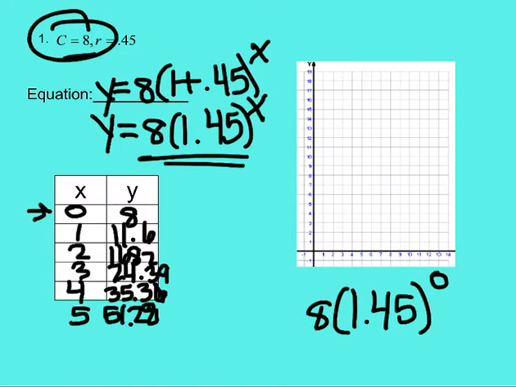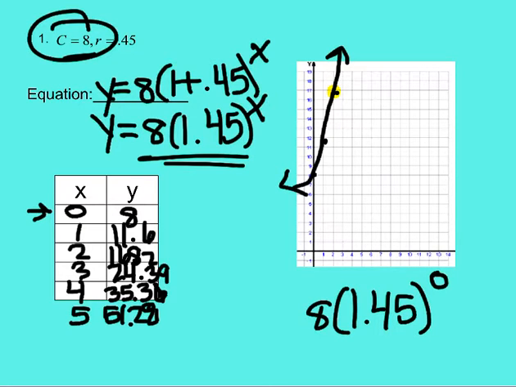Okay, so now we can go ahead and graph it. So here we're going over 0 and then up 8. Then we're going over 1 up 11.6. So that's going to be a little over halfway to 12. Over 2 up 16.87. So that's going to be almost 17. And then the rest of them are going to be off our graph. So we're just going to go ahead and connect those, and that's it. So that's going to be our graph for number 1.